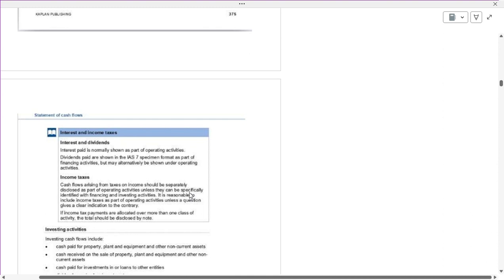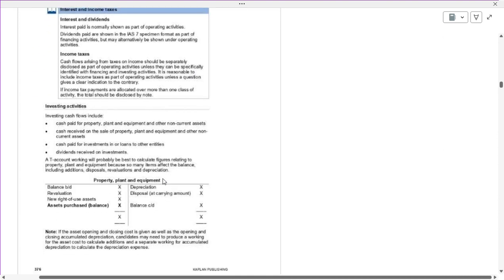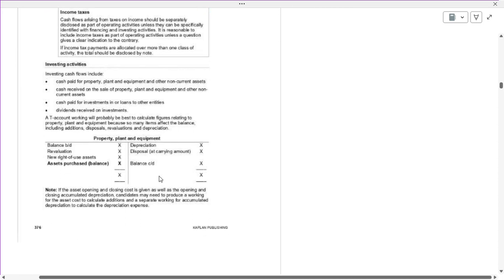Fine. They are talking about interest, dividends, income tax. See the thing, property. This is the opening balance. This is the closing balance. We will post it accordingly, and whatever is happening.